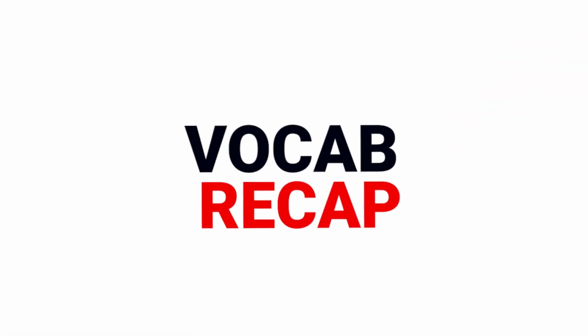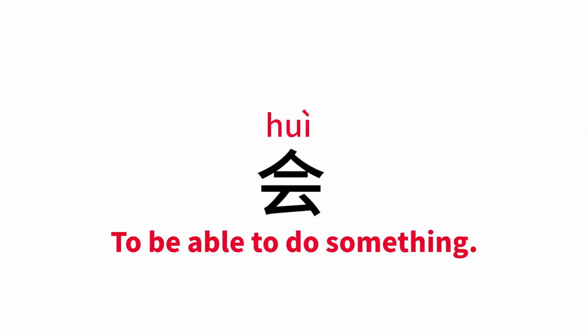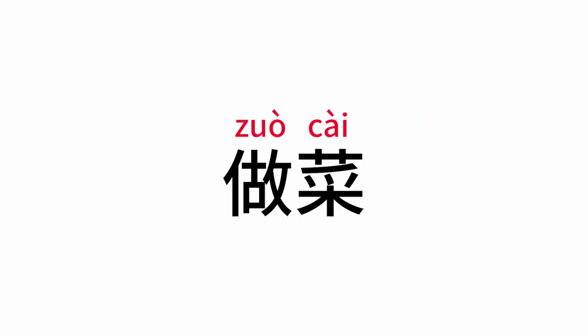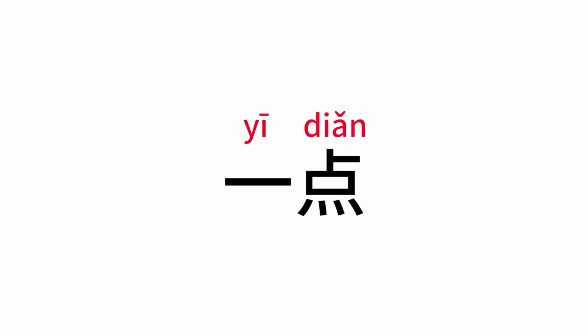拜，bye-bye。拜。 Now, here's a vocabulary recap. 会, to be able to do something. 做菜, to cook. 一点, a bit.